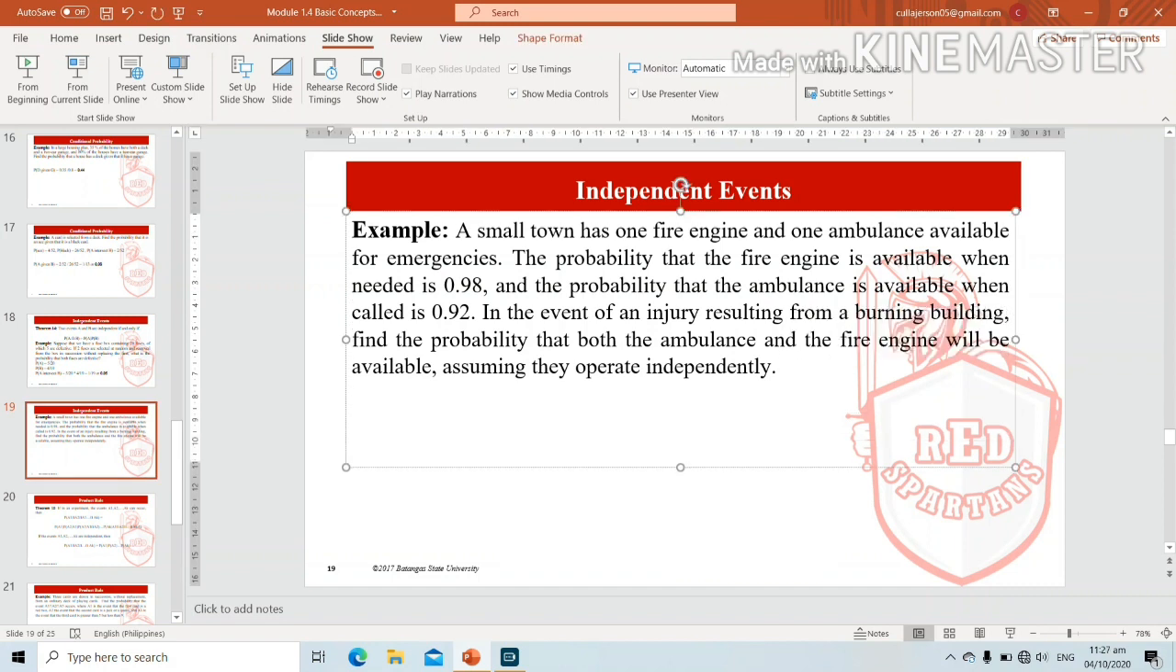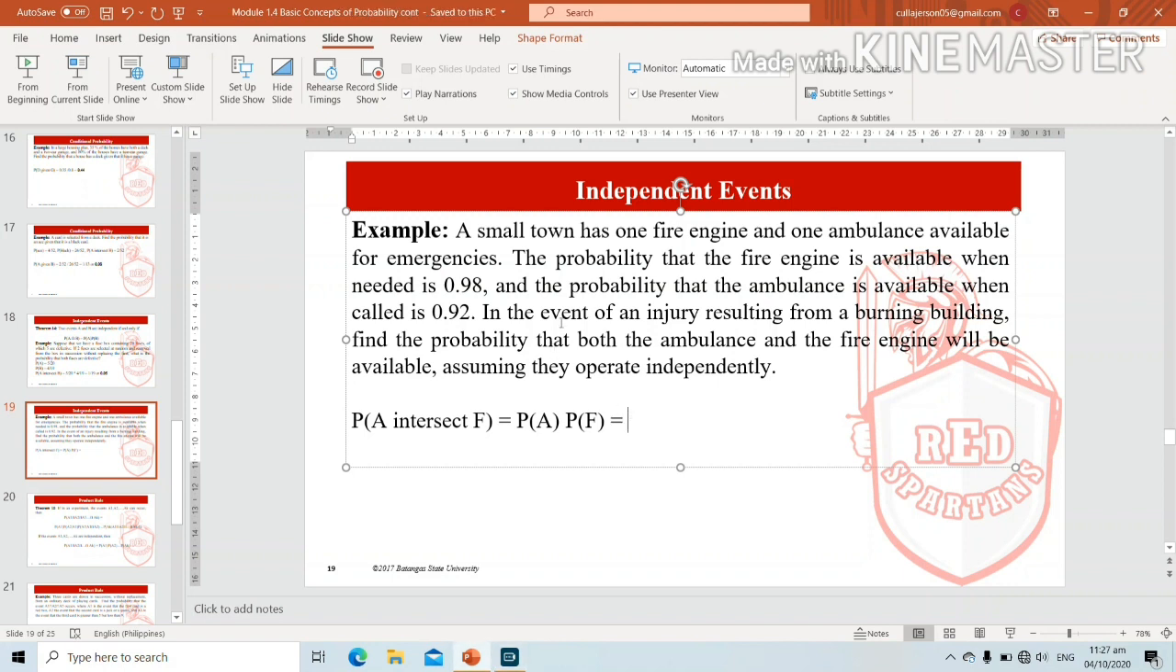So ano yung probability natin ng available yung ambulance and fire engine, or A intersect F? Gagawin lang natin is probability ng ambulance multiply sa probability ng fire engine.